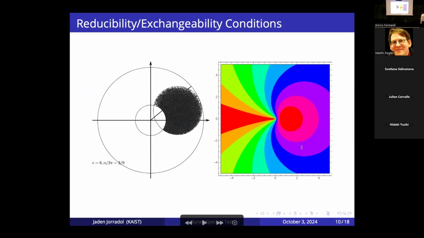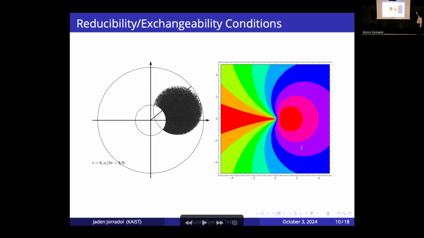So if the circle is here and the braid is reducible, then all of its eigenvalues will always be in here, and also the unit circle. So if the braid is not in the unit circle, then it must be in this.